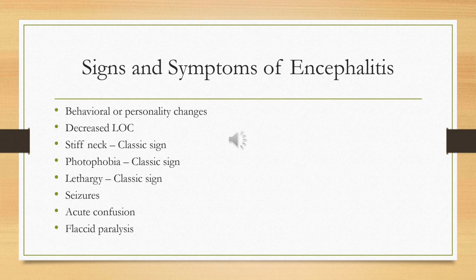Some classic signs of encephalitis you might see: stiff neck, photophobia, which is again the sensitivity to the light, or lethargy. They might have decreased level of consciousness, personality changes, seizures, confusion, flaccid paralysis. Flaccid meaning just kind of limp. You might also see fever, or depending on certain types of encephalitis, fever, drowsiness, nausea, vomiting, or things like that as well.